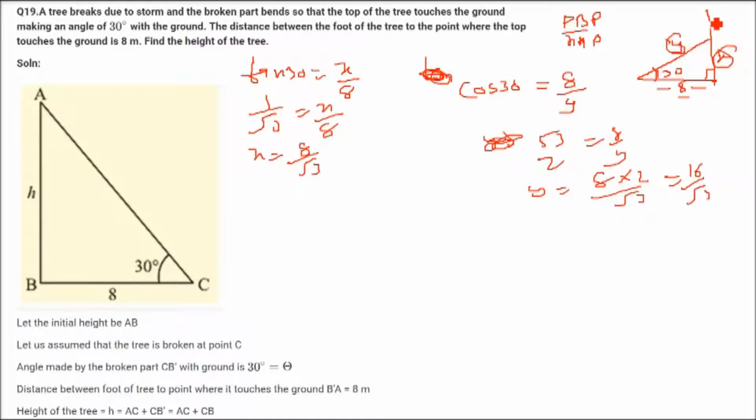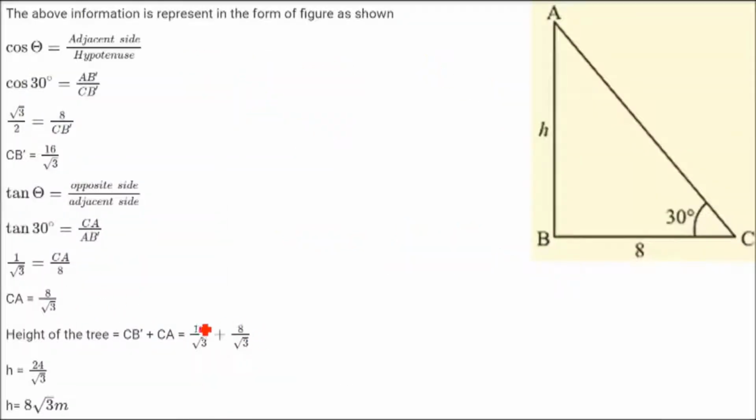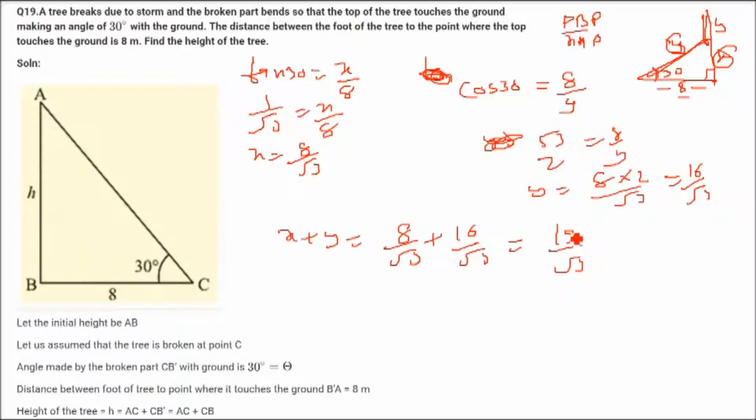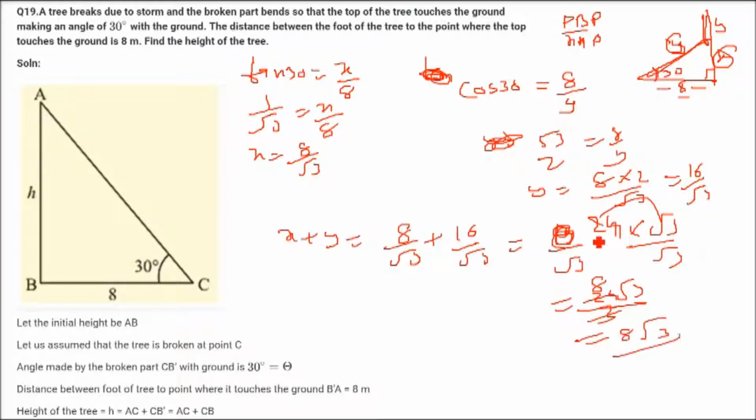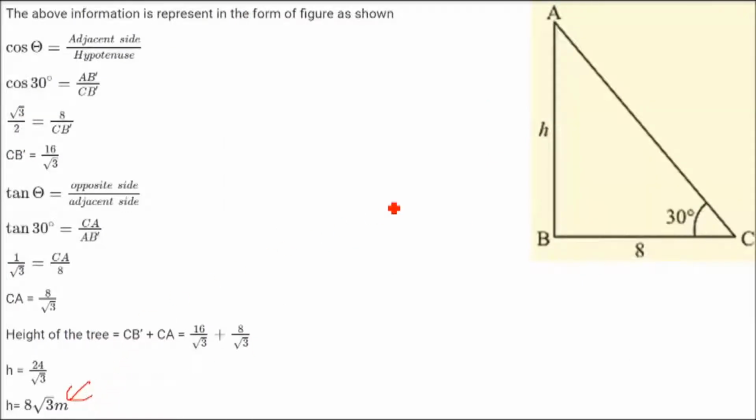Now we have to add this x and y, because this is also y, and it broke down and bent like this. So y plus x is the height of the tree. So we'll add x plus y. That is 8 by root 3 plus 16 by root 3. 8 and 16 is not 19. What am I doing? 8 plus 16 is 24 by root 3. Now multiply root 3 and root 3 in the numerator and denominator. 24 root 3 this will be. And root 3 times root 3 is 3. So 3 8s are 24. So you get 8 root 3. This is 8 root 3, the answer.